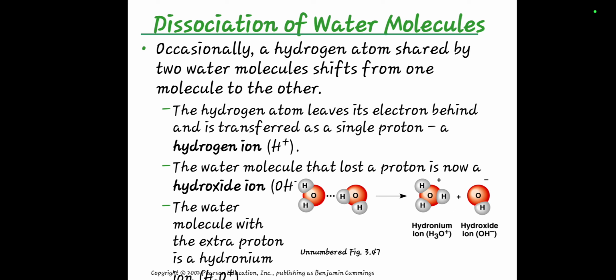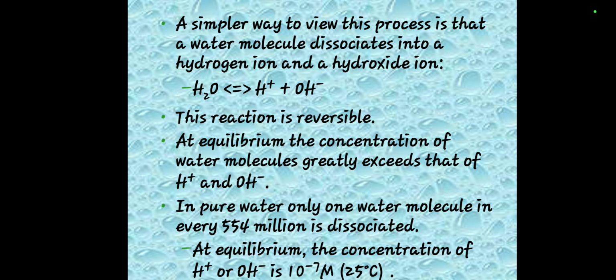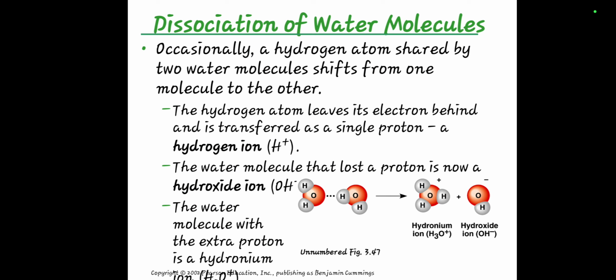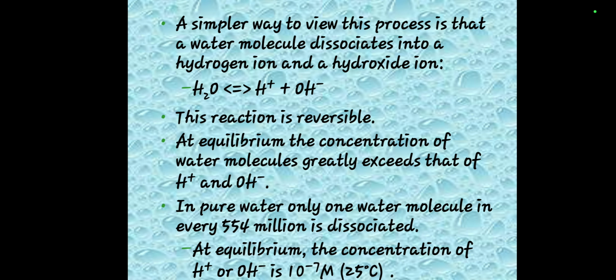Okay, next, a simpler way to view this process is that the water molecule dissociates into a hydrogen ion and a hydroxide ion. So that is a constant formula in dissociating a hydrogen ion from a hydroxide ion, from positively charged to negatively charged. This reaction is reversible. So at equilibrium, the concentration of water molecules greatly exceeds that of the hydrogen ion and the hydroxide ion.